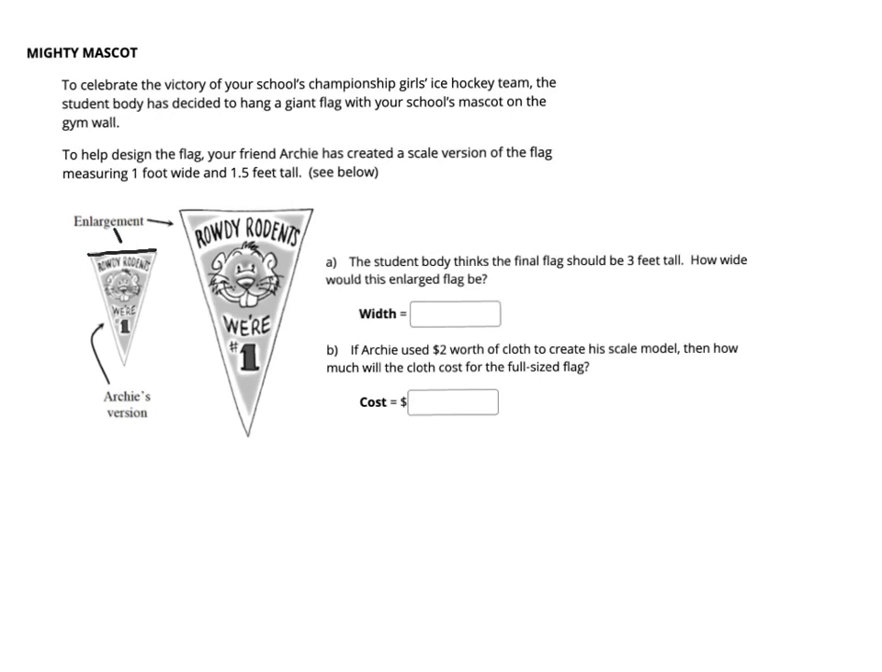So we have 1 foot wide and we have 1.5 feet tall. The student body thinks the flag should be 3 feet tall. How wide would this enlarged flag be? So if we were to extend the height of this to be 3 feet now, that means I would have to double the height of the flag. To make this side be proportionate, I would also have to double this side of the flag. So if it starts off as 1 unit, then it'll be 2 units. So the answer is it will be 2 feet.